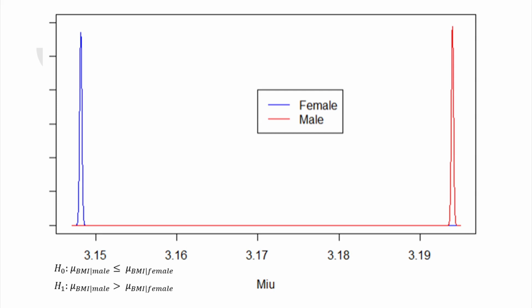And here we can see both normal distributions for the average, and we can clearly see that the male average is higher, and so we can reject our null hypothesis that the average BMI of males is lower or equal than the average BMI of females.